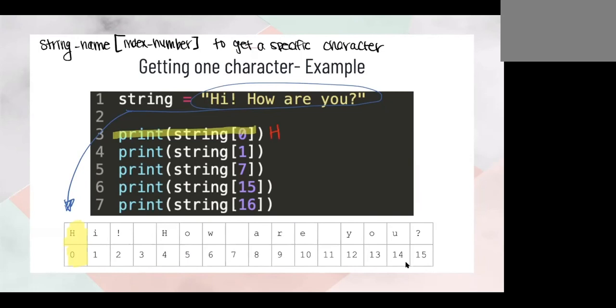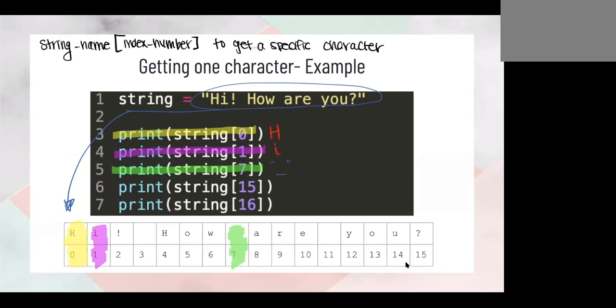What about this one right here? Print string 1. What would print here? I, very good. I would print out because that is the first character. What about if I did print string 7? What would print out? Yes, it would print out a space because there's literally a space there. Though you won't see it, there's technically a space, but you won't see the quotation marks. You'll just see an empty space.